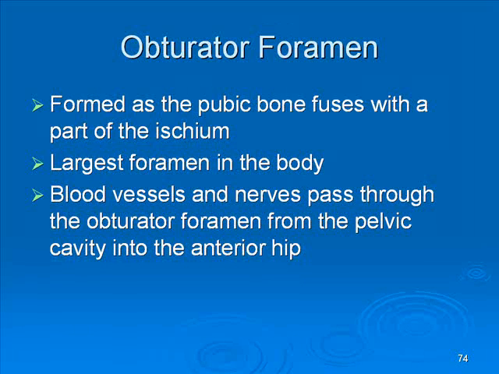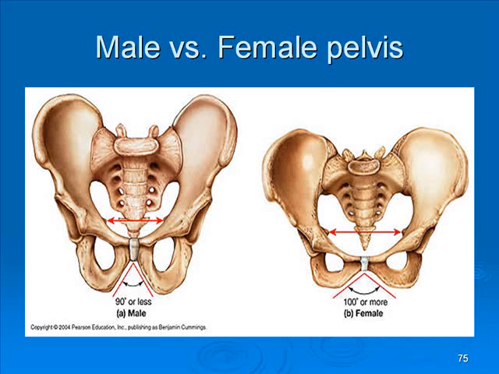The obturator foramen, which is formed as the pubic bones fuse, they form part of the ischium. This is the largest foramen of the body. Should be familiar with that. Obturator foramen, largest foramen of the body. Blood vessels and nerves pass through the obturator foramen. Again, that's important to recognize that blood vessels and nerves pass through foramen.